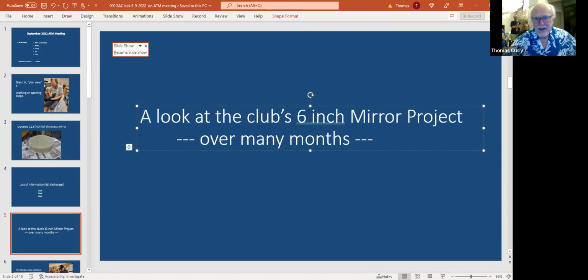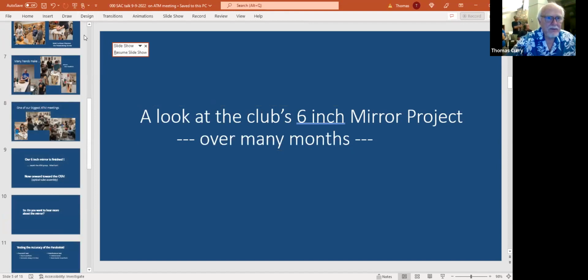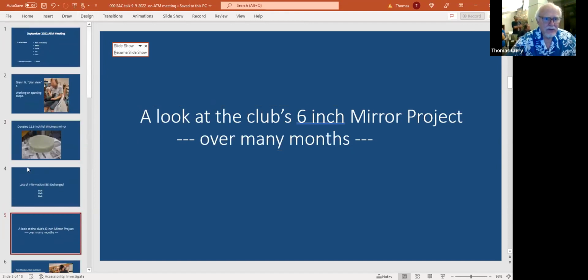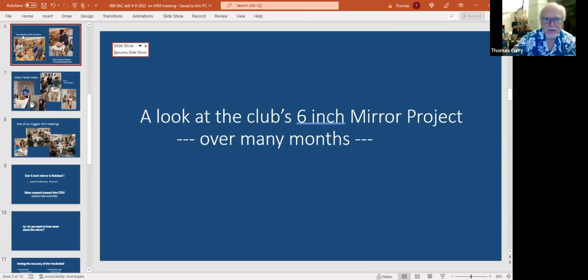Everything else is mine. Okay, the club's 6-inch mirror project has been very interesting. And how do I get this farther? Over many months, we've been working on this project. So I would like to highlight a few of the things that went on.